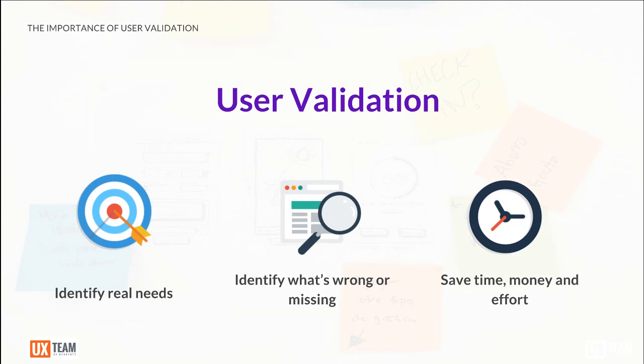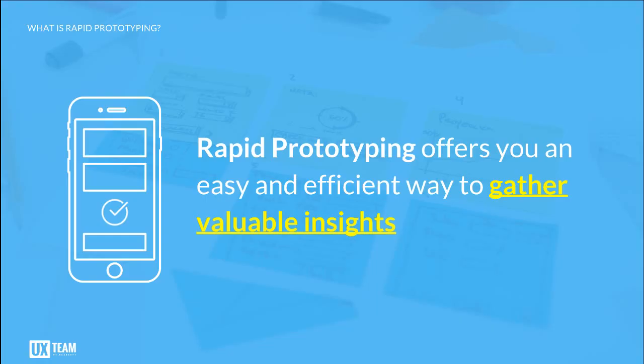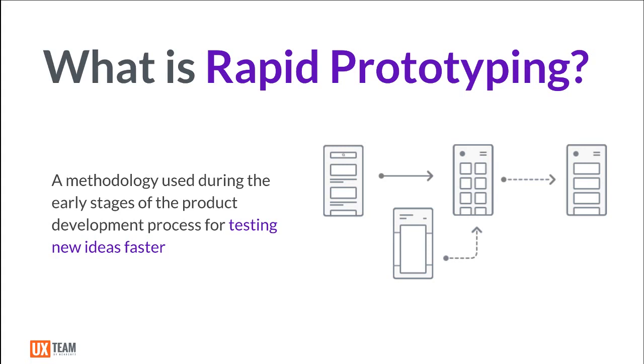We now know why we should use user validation, but how? One of my favorite methods is rapid prototyping because it's a fast way to gather valuable insight from users. And first of all, what is rapid prototyping? It's a methodology used during the early stages of the product development process for testing new ideas faster. Whether you're testing an app or a website, it consists only of translating your app's ideas into sketches, wireframes, or even mockups in order to gather feedback from potential users, with the purpose of finding critical errors before starting the development process.